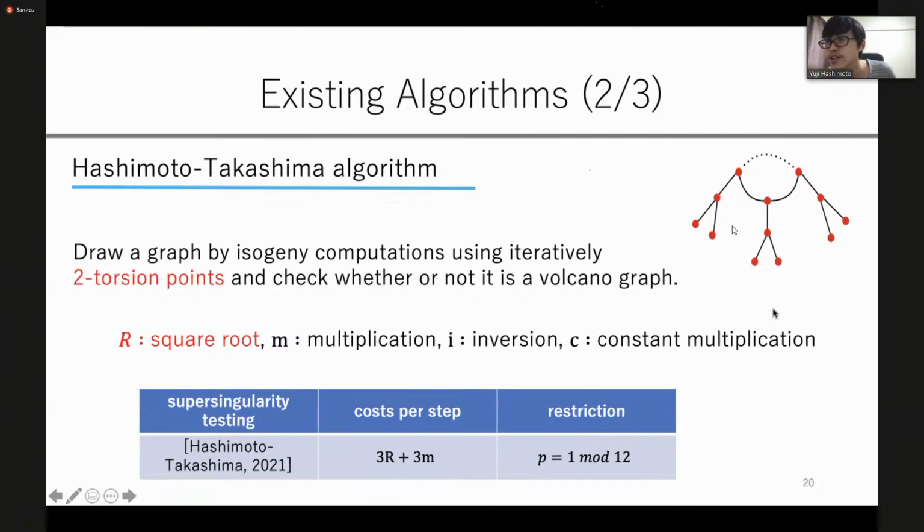Okay, we explain the Hashimoto-Takashima algorithm. It draws a graph by isogeny computations using two-torsion points iteratively and checks whether or not it is a volcano graph. Let R be a square root, M a multiplication, I an inversion, and C a constant multiplication. The cost per step of the computation is 3R plus 3M. However, it is an algorithm with a prime condition.